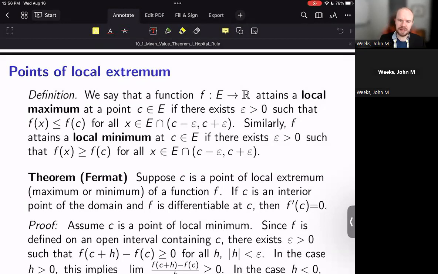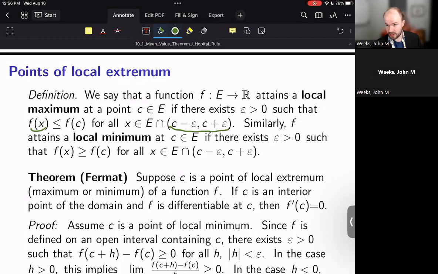Let's recall that something is a local maximum at a point if, whenever you go around that point in a tiny little epsilon neighborhood, your function is going to be a little bit less than or potentially the same as f of c. You can make this window as narrow as you would like.